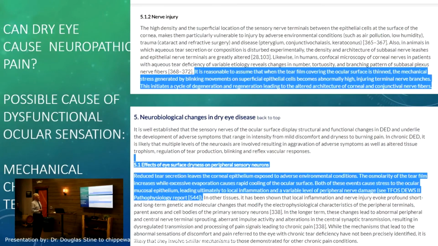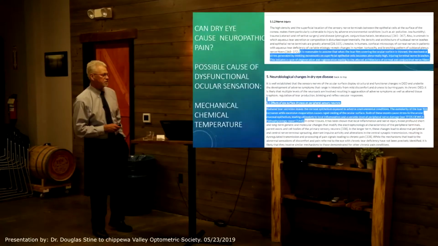From the DEWS 2 study again, it is reasonable to assume that when the tear film covering the ocular surface is thinned, a mechanical stress generated by blinking movements on superficial epithelial cells becomes abnormally high, injuring terminal nerve branches. This initiates a cycle of degeneration and regeneration, leading to altered architecture of corneal and conjunctival fibers. Reduced tear secretion leaves the corneal epithelium exposed to adverse environmental conditions. Osmolarity of the tear film increases. Excessive aberration causes rapid cooling of the ocular surface. Both lead to local inflammation.